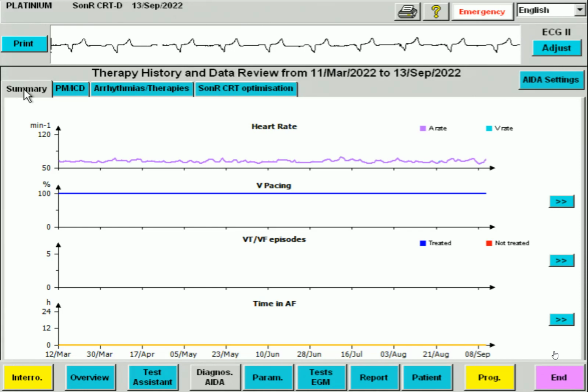After performing lead tests, we can now go into the memories of the device and see what it has registered. In the summary screen, we can observe heart rate, ventricular pacing percentage, episodes of VT/VF or atrial fibrillation burden. This is of course one of the most important screens during CRT interrogation.